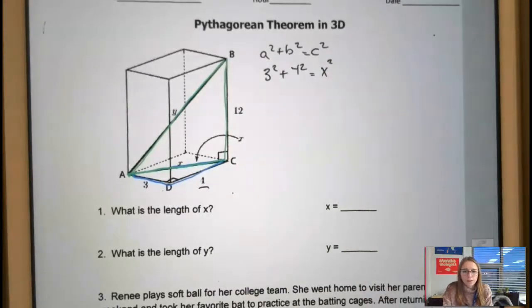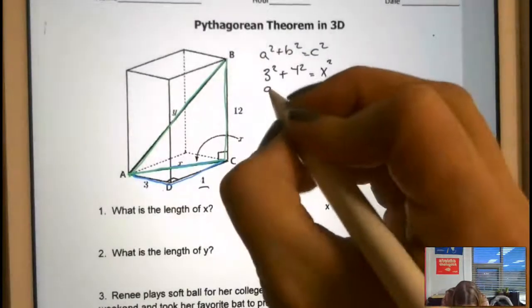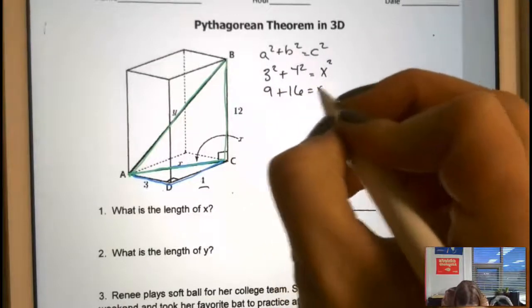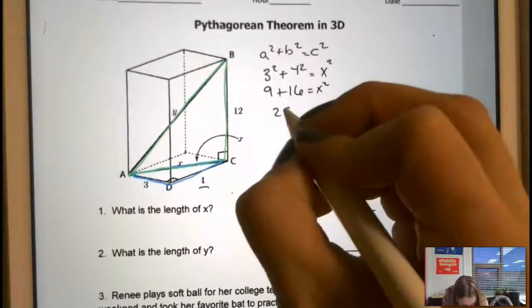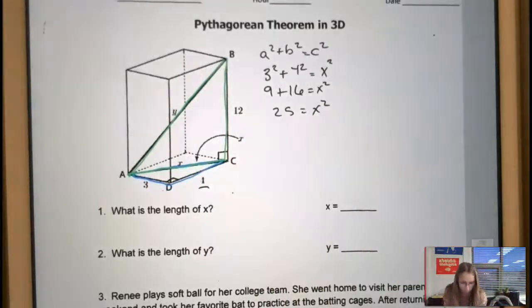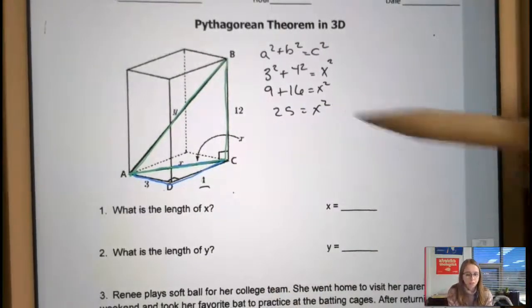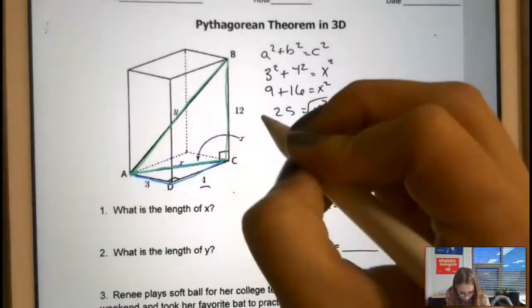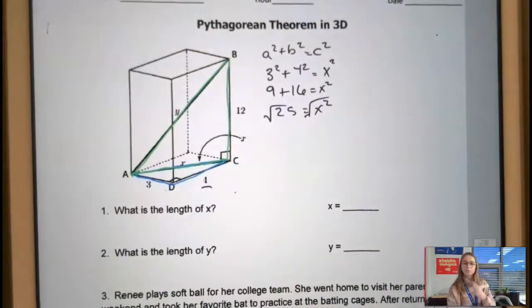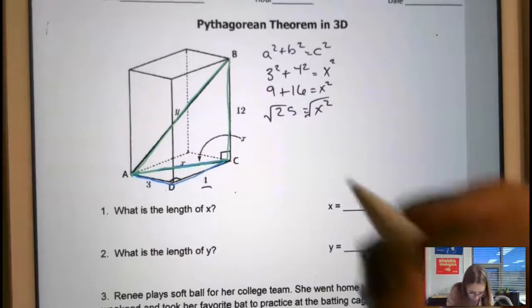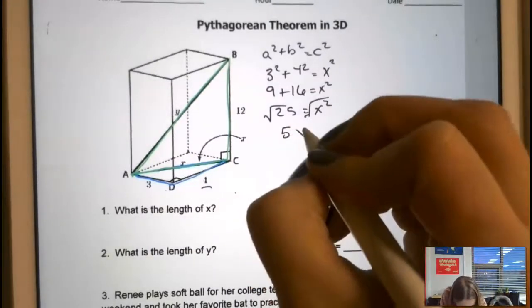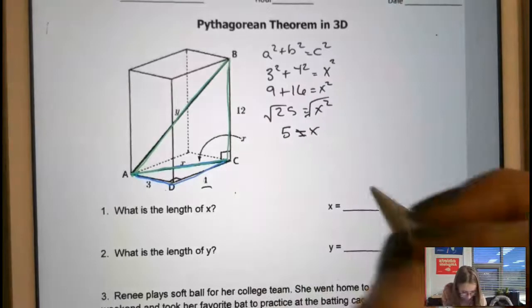Alright, so let's go. We got 9 plus 16 equals x squared. 25 equals x squared, because we just combined those terms. And now in order to cancel out that squared, we have to take the square root. And so we got to do it to the other side as well. Well, this works nicely. So we have 5 equals x.